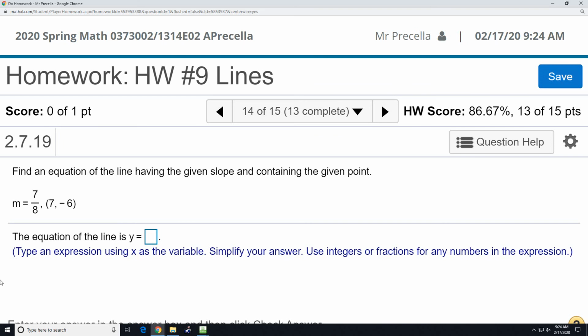Number 14. Okay, is that being recorded? Yes. Okay, so in problem number 14, we have m equals 7 over 8, and the ordered pair that we're given is 7, negative 6.